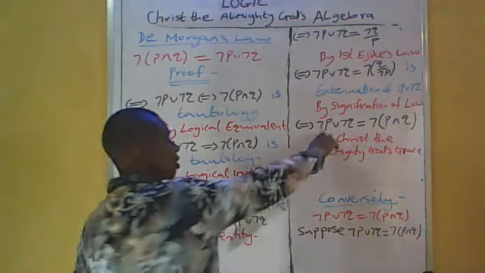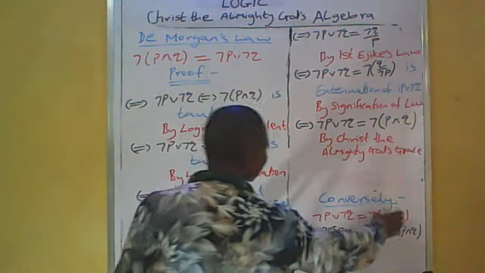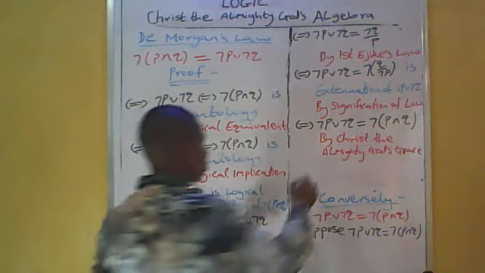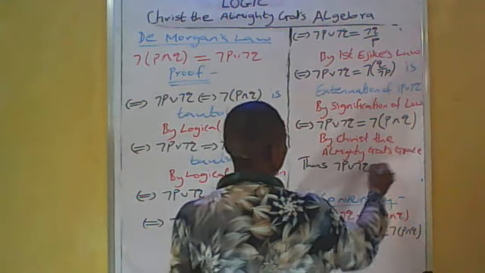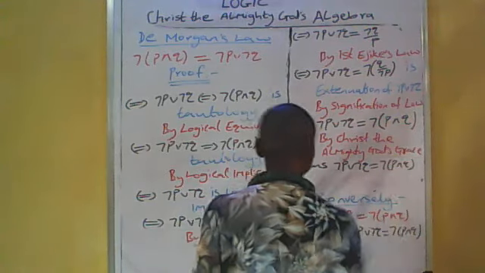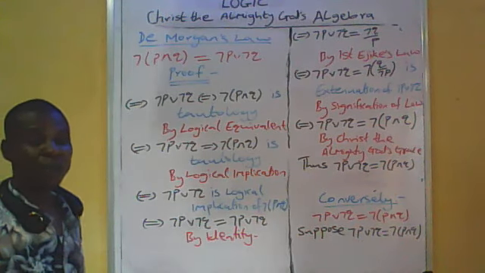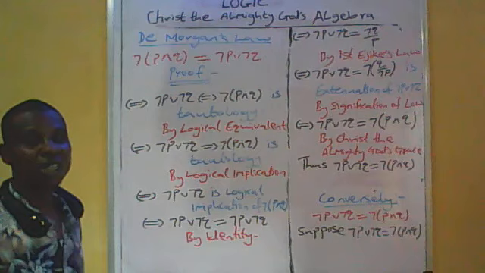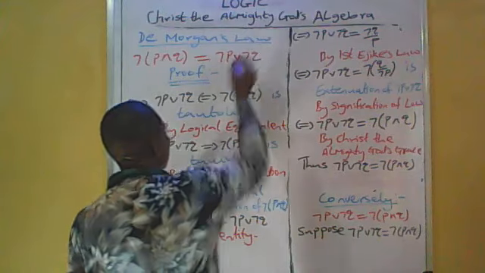So we have now proved the converse. That means not P or not Q is equal to not bracket P and Q. We have now proved the converse. We then say thus not P or not Q is equal to not bracket P and Q. Since I have now proved the converse, by the principle of essentiality, we then establish or conclude that not bracket P and Q is equal to not P or not Q.